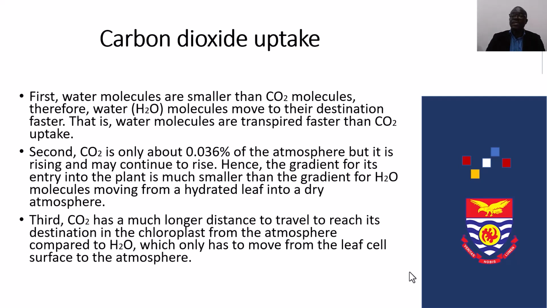Second, carbon dioxide is only about 0.036% of the atmosphere, but it is rising and may continue to rise. Hence, the gradient for its entry into the plant is much smaller than the gradient for water molecules moving from a hydrated leaf into a dry atmosphere. Third, carbon dioxide has a much longer distance to travel to reach its destination in the chloroplast from the atmosphere, compared to water, which only has to move from the leaf cell surface to the atmosphere.